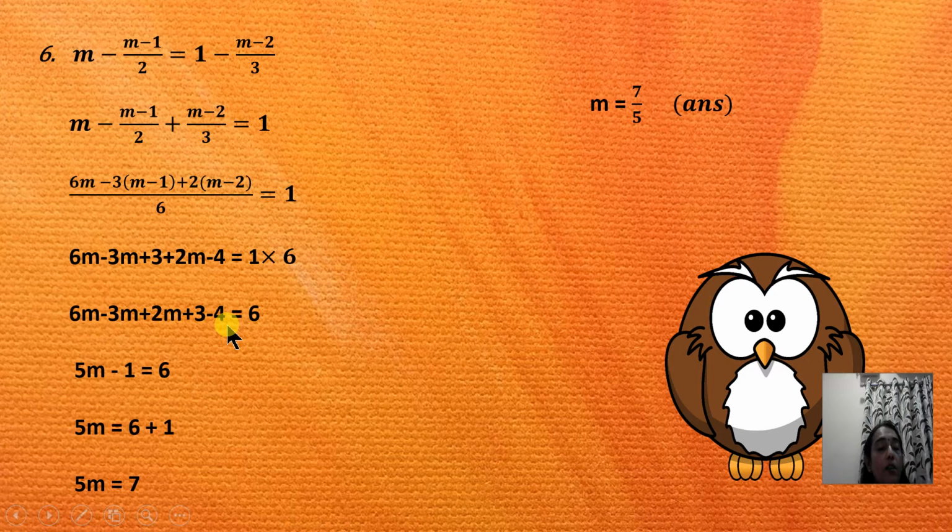Signs are different, so you subtract. 4 minus 3 is 1. Sign of the greater number, which is minus. So 5m minus 1 is equal to 6. 5m is equal to 6 plus 1. So 5m is equal to 7. I take 5 to the other side. m is equal to 7 upon 5.